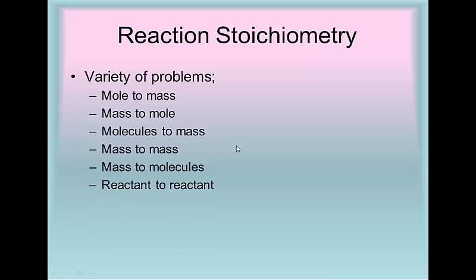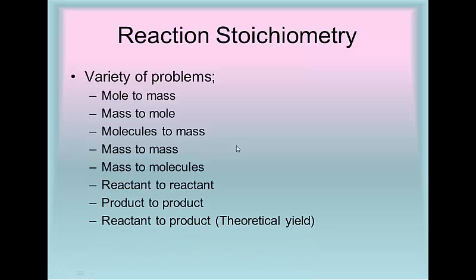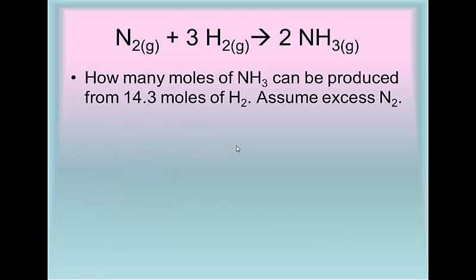You might be comparing a reactant to another reactant. You might compare a product to another product. You might go reactant to a product, which is theoretical yield, and you might be comparing a product to a reactant. So that's a huge variety of types of problems under the heading of stoichiometry. And later on, we'll be doing stoichiometry with energy, and we'll be doing it with gas laws and volume and stuff like that. So stoichiometry all the way through chemistry.